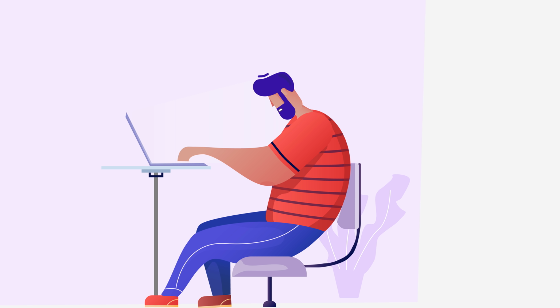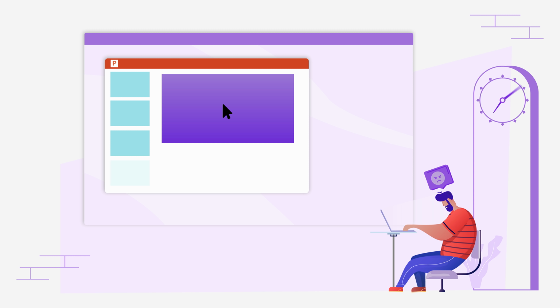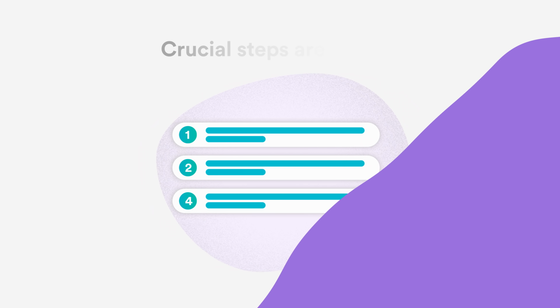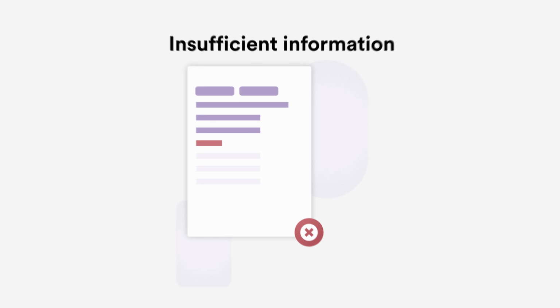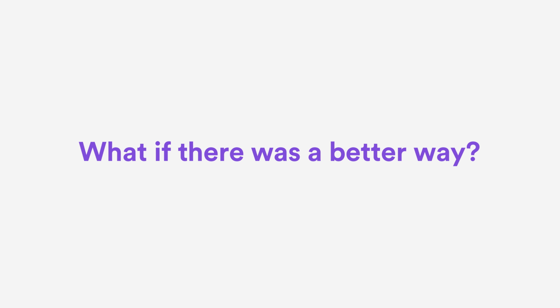How much time do you spend on process documentation, accurately capturing process steps and business rules? Then you're familiar with the tedious but important task of manual process documentation. It is time-consuming. Crucial steps are often overlooked, and insufficient information hurts the quality of the final documentation. What if there was a better way?